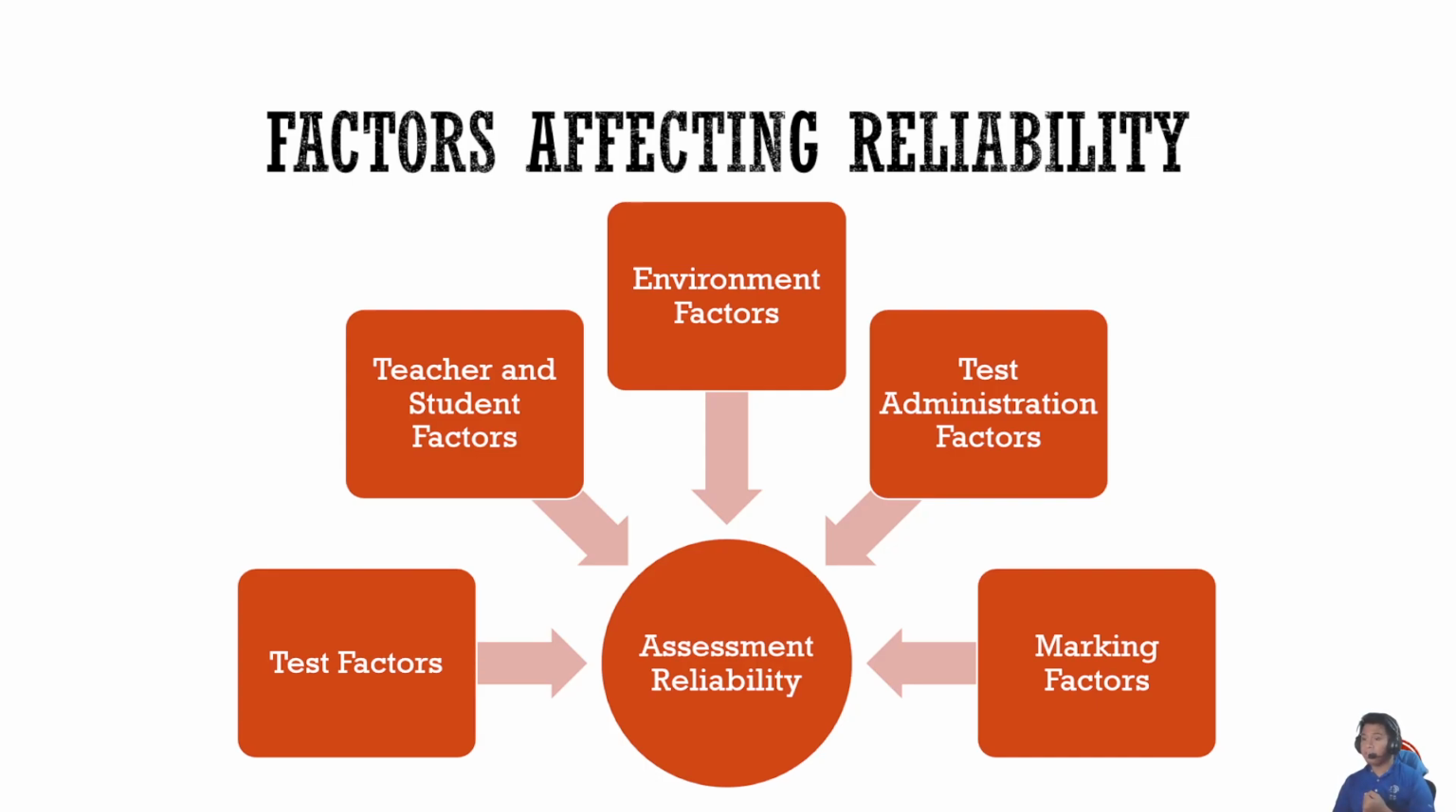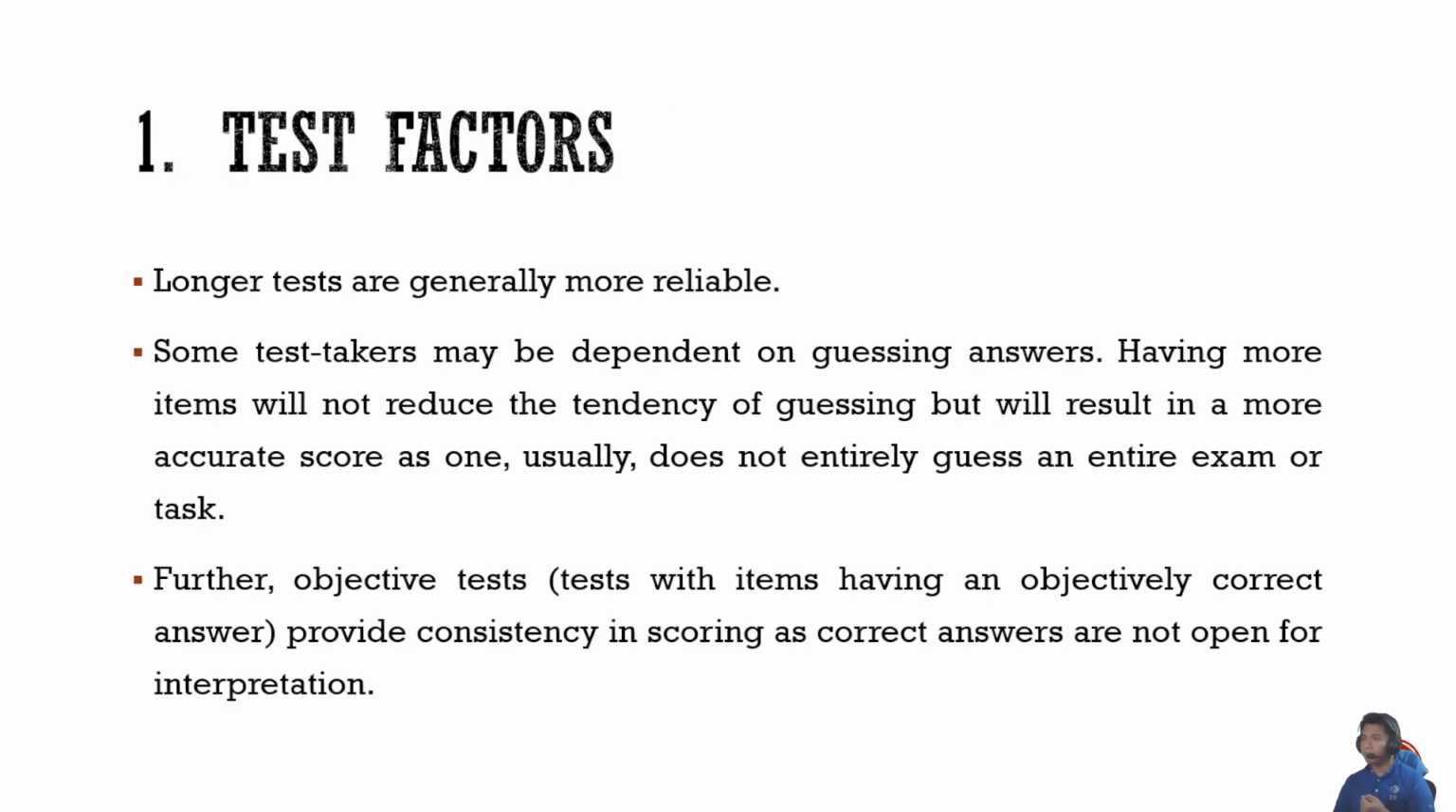The first factor is the test factor, or basically the factors that are within the test themselves. For example, Choo says the longer your test, the more test items you have, generally the more reliable your test is. How does that work? If your quiz is 1 to 10 and the student guessed 5, 5 out of 10 guessed, that means 50% of your score is very unreliable because it was just guessed.